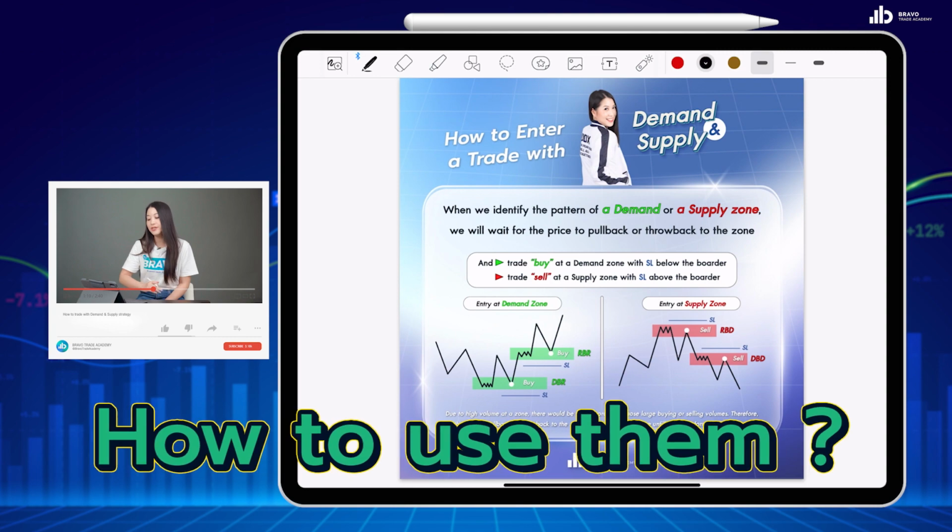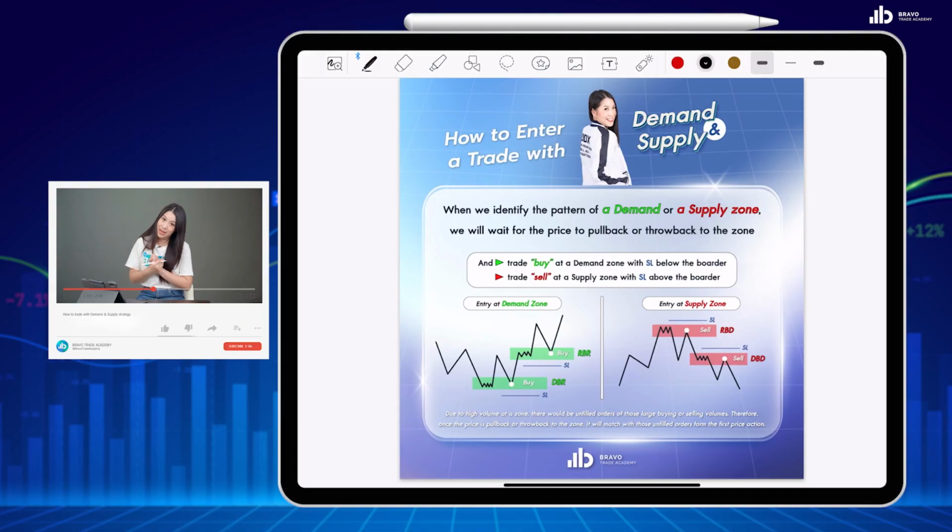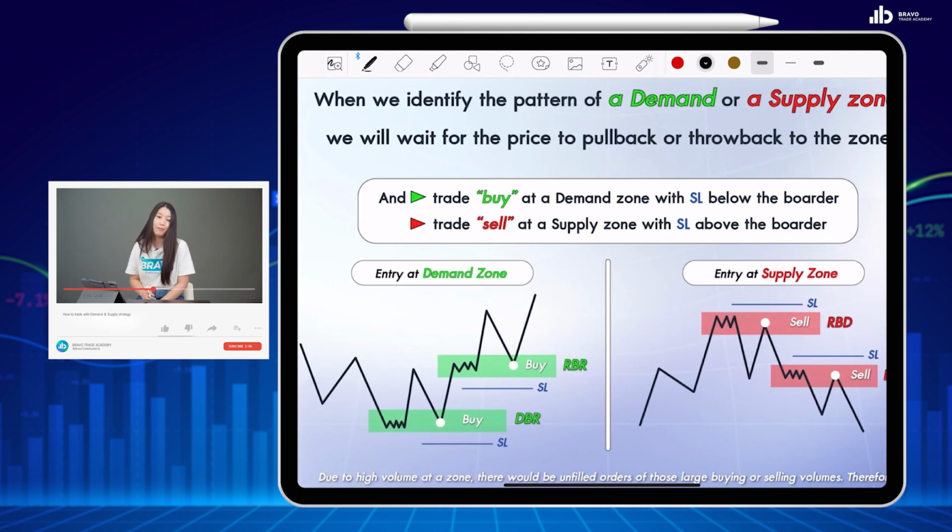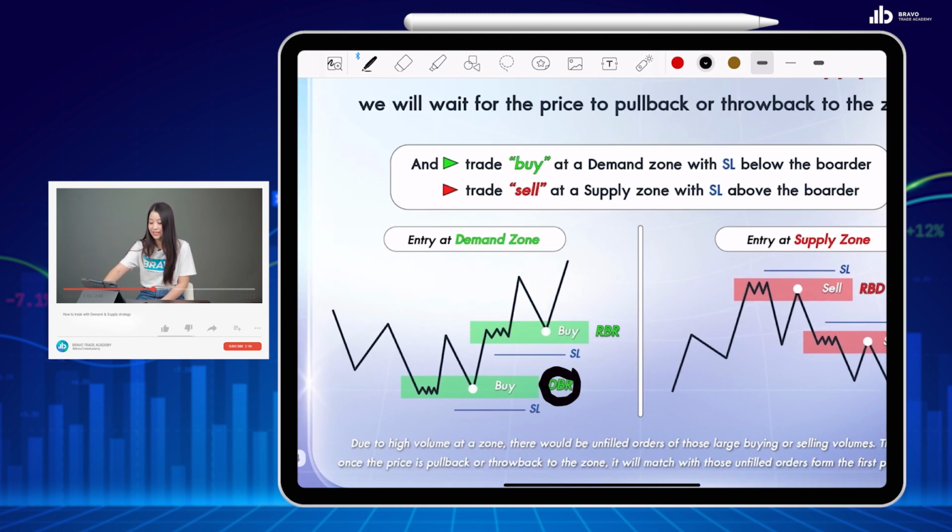And how do we use them then? How do you enter your trades with all the 4 patterns? As I said previously, for the demand zone we will be entering a buy, and for the supply zone we are going to enter our selling orders. If you are about to go for a buy, that means you can see your demand zone there. The first demand zone that we know is the drop base rally, which is the reversal pattern.